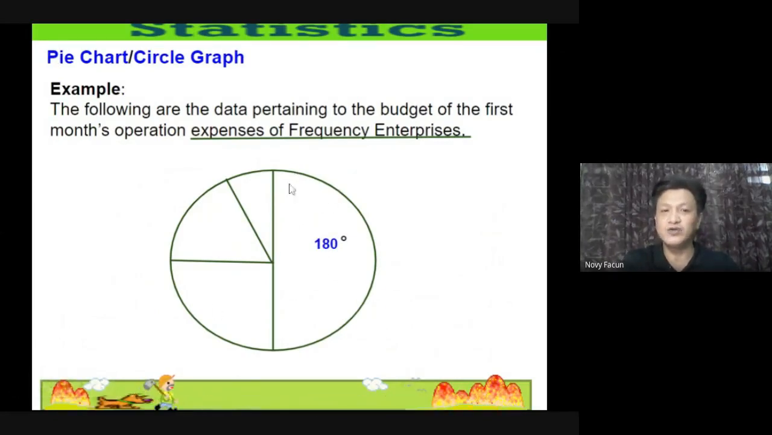Ito yung angle sector natin. Angle sector ang tawag dyan. And this is 60 degrees. Yan yung angle sector. And we also have 30 degrees and the last one is 90 degrees. Kailangan pag tinotal ko yan, 360 yan. Yun yung ibig sabihin nun.